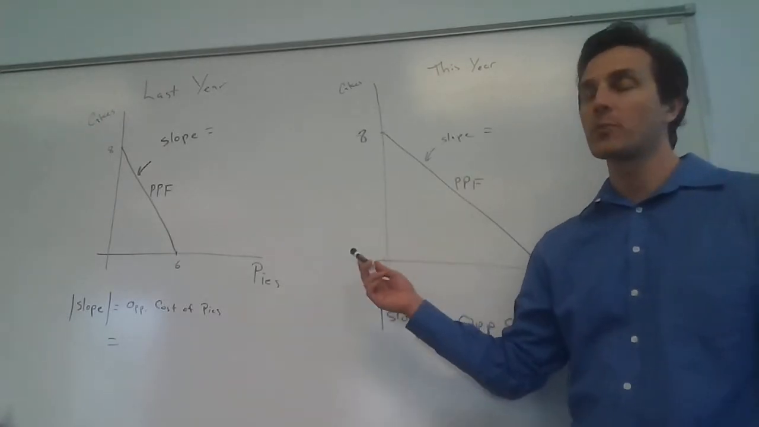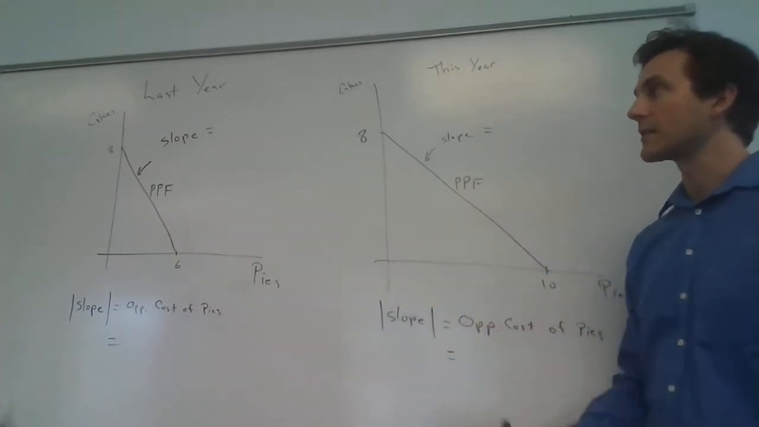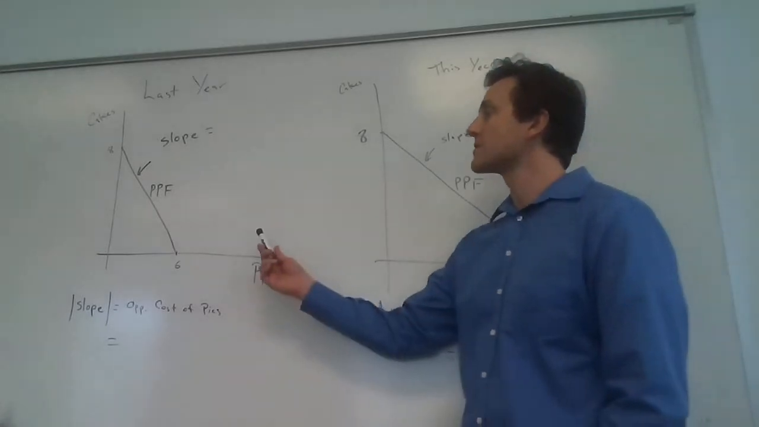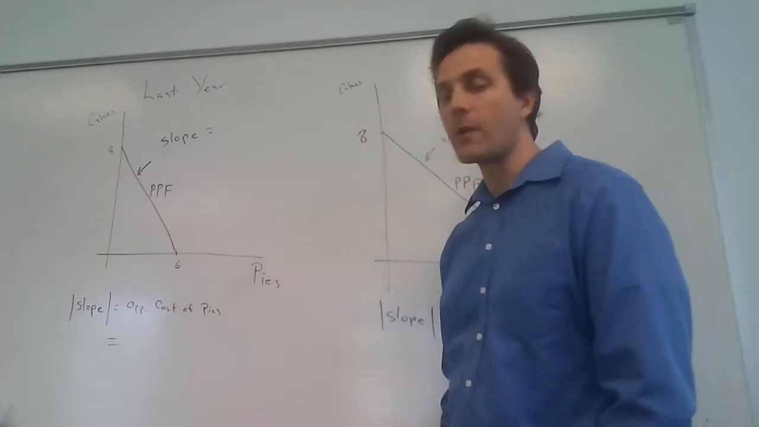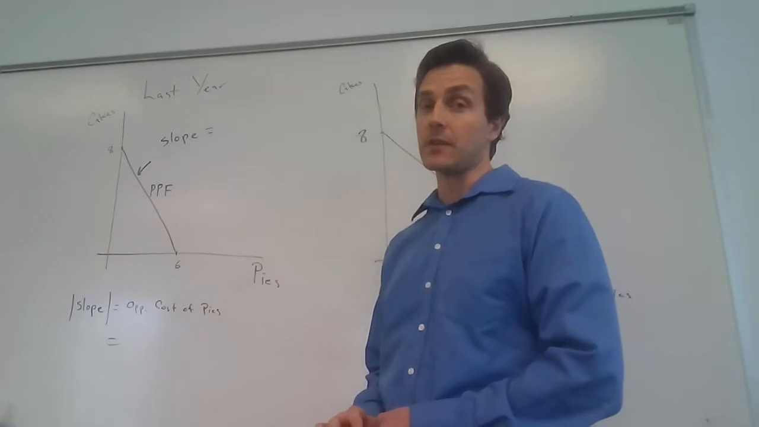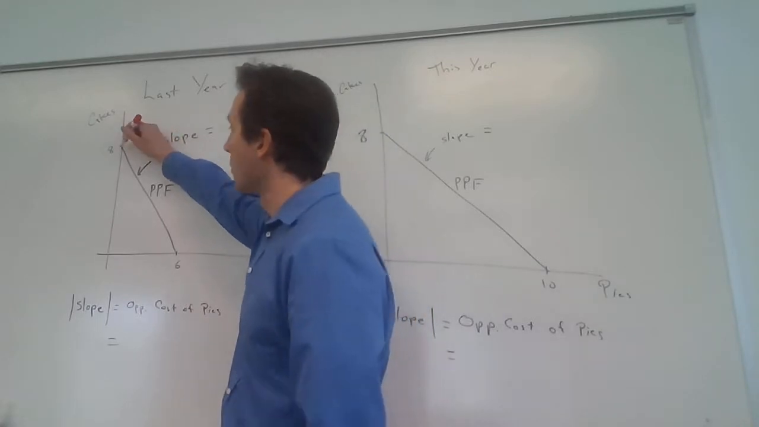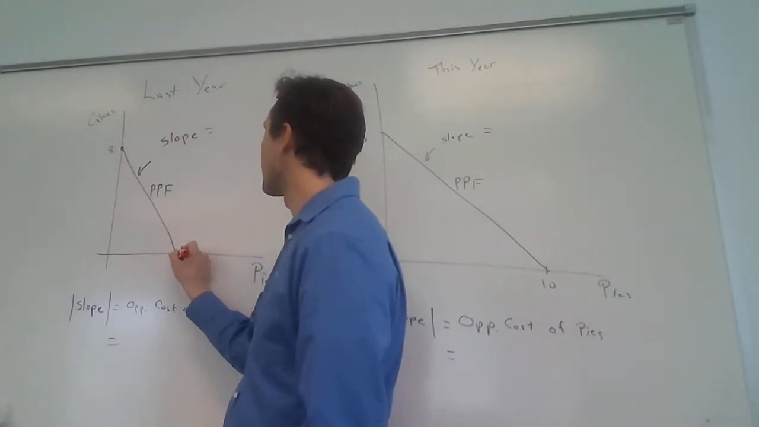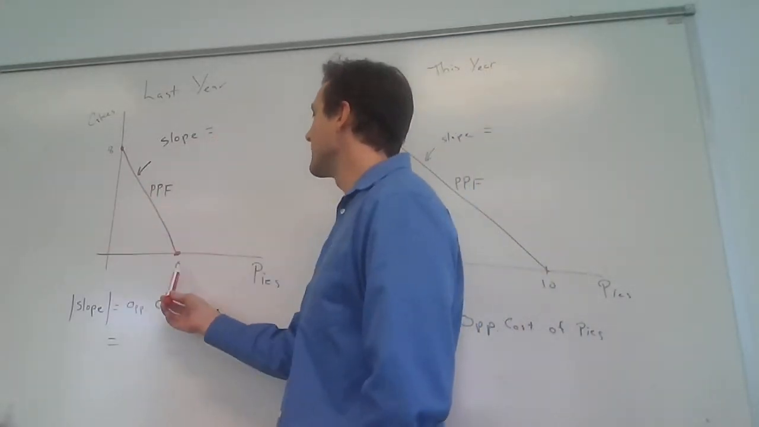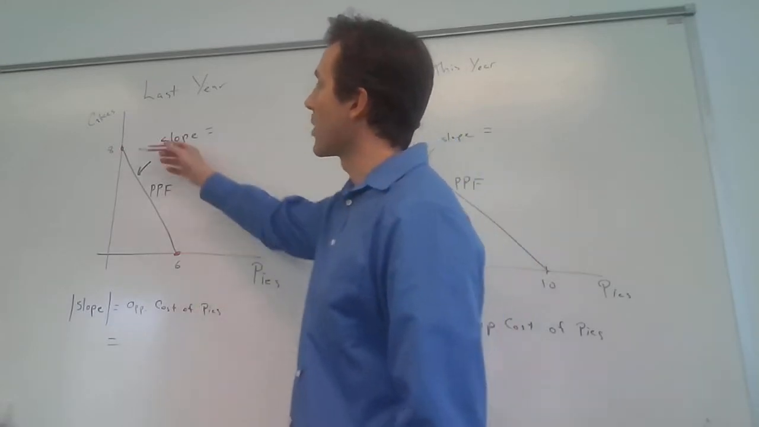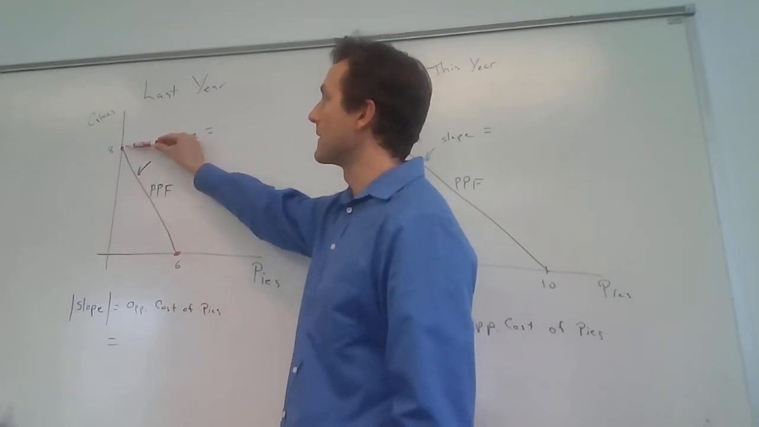So let's go ahead and calculate the slopes and see what happened to the opportunity cost here for this baker going from one year to the next. So over here, last year, the slope of this production possibility frontier. Now again, the easiest way to do this, the way that I like to do it, is to just calculate the rise over the run going from one intercept to another. So here, going from 0 pies and 8 cakes to 6 pies and 0 cakes, the slope is going to be the rise over the run. So the rise, well, you're losing 8 cakes by going from this intercept to that intercept.